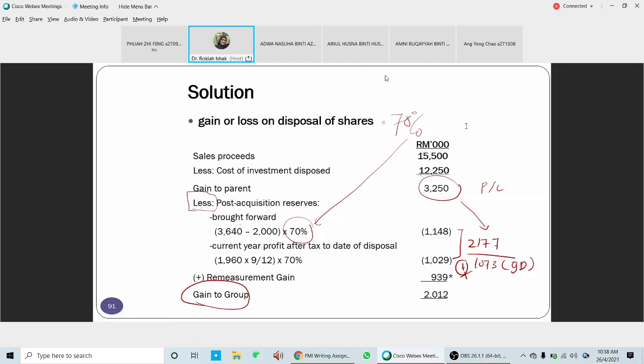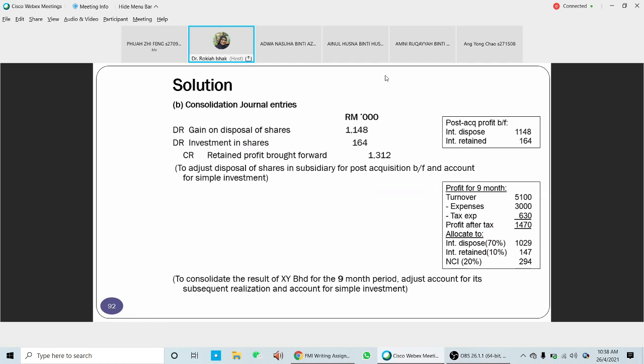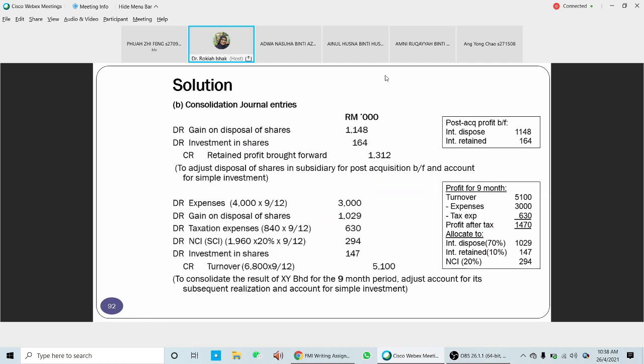We proceed now. So altogether, the total gains to the group will be 2012. So we need to prepare the journal entries here. The journal entry is to record both gains. The first one is related with the RE, realization of the RE.